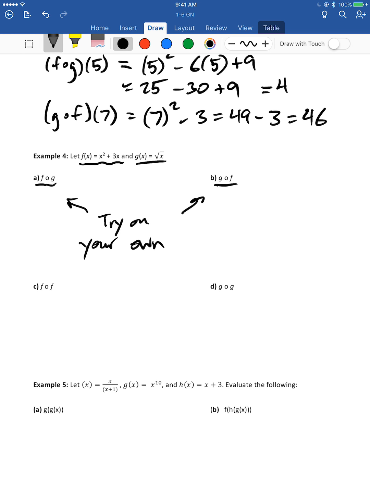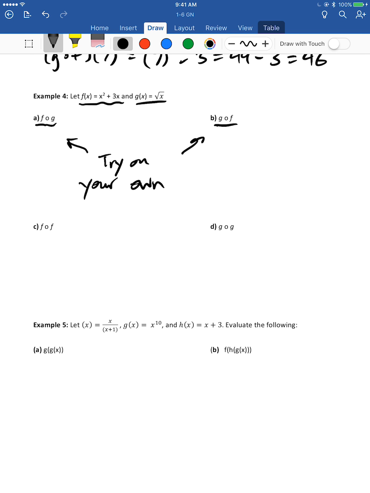I gave you all the printed guided notes this week, so you should have plenty of room there to try this out, and we'll go over the answers together in class. I will run through C and D with you, though.